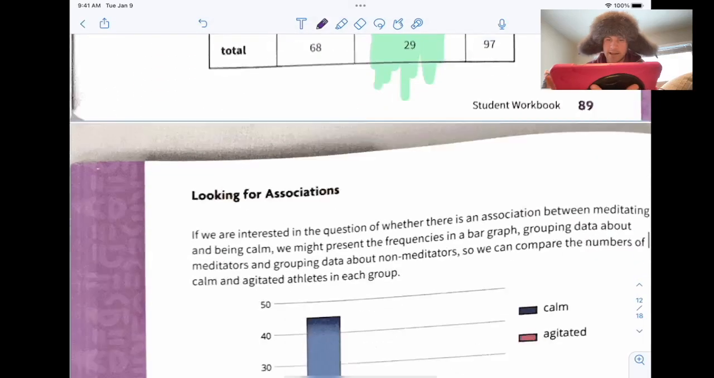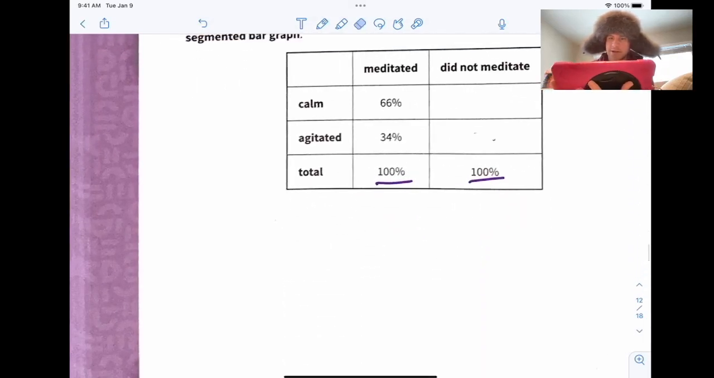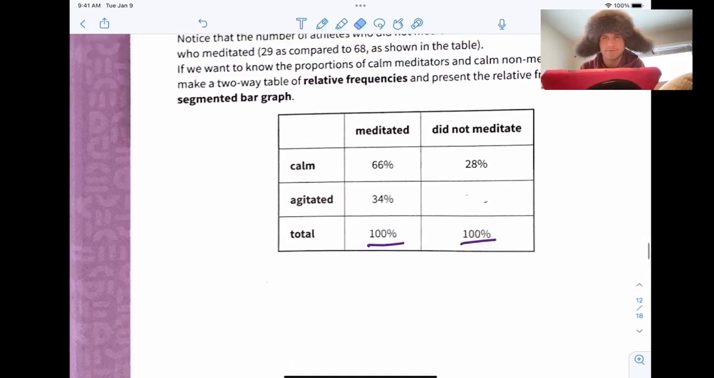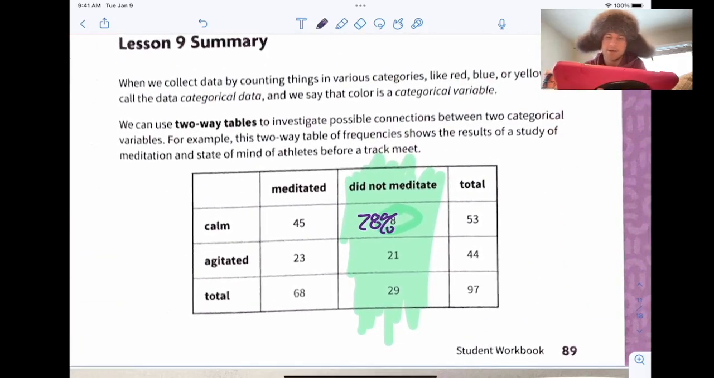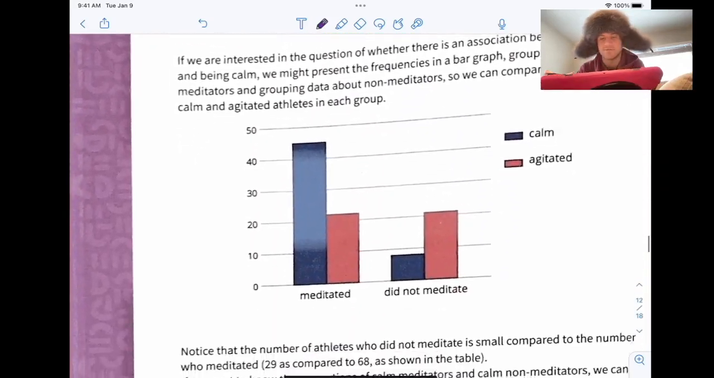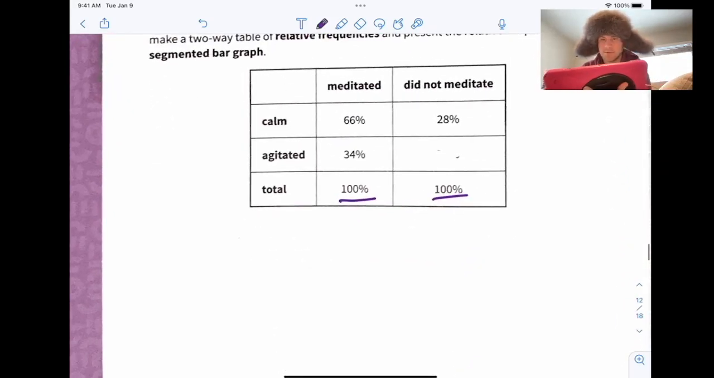Now, that should be the same down here. Yes, it is. I love this. I love being right. It's so great, especially when you're wearing a big, fuzzy, warm hat. Same thing here: 21 divided by 29 gets us 0.724, which is 72%. Let's see if we're right. 72%. Can't get enough of it.